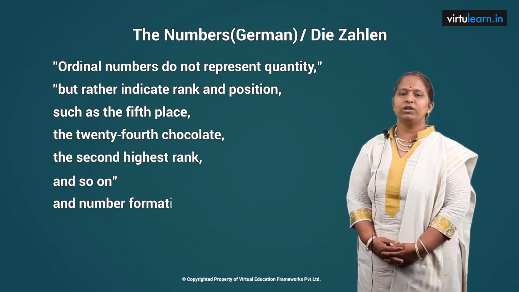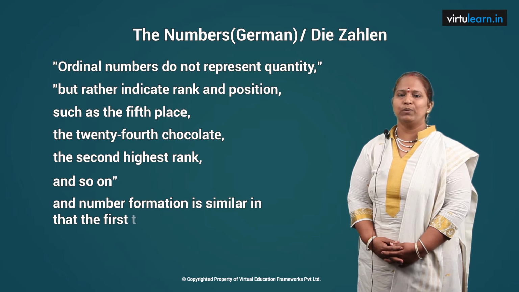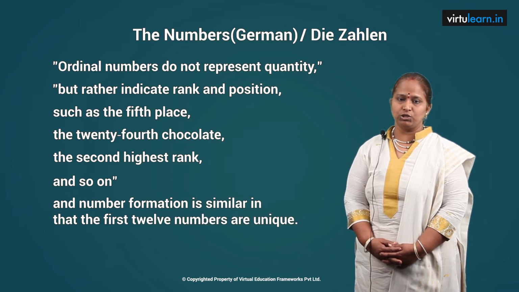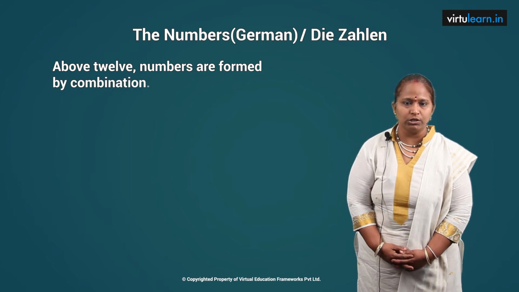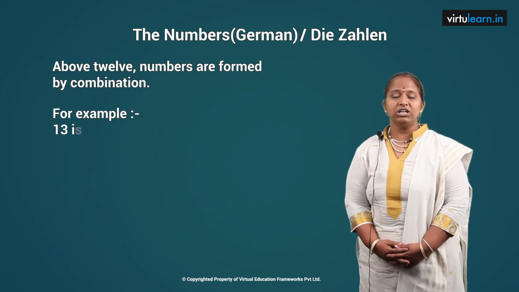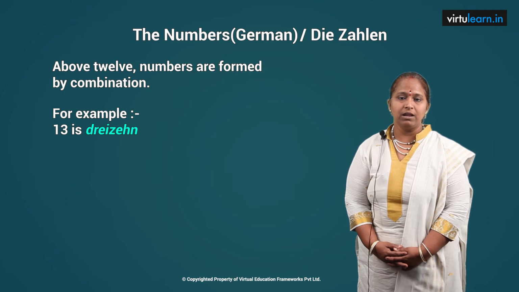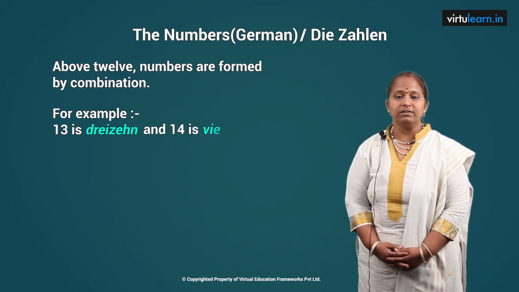Number formation is similar to English. The first 12 numbers are unique. Numbers above 12 are formed by combination. For example, 13 is called dreizehn and 14 is called vierzehn.